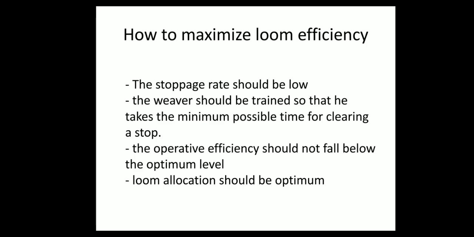First one, the stoppage rate should be low. The weaver should be trained so that he takes the minimum possible time for clearing a stop. The operative efficiency should not fall below the optimum level. Loom allocation should be optimum.